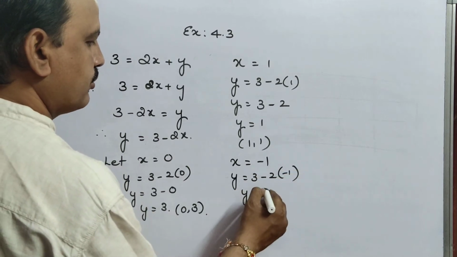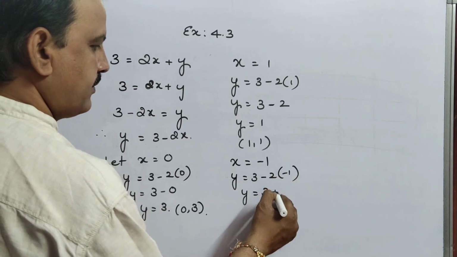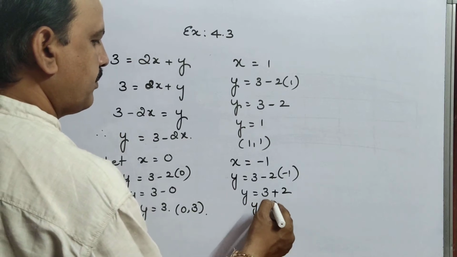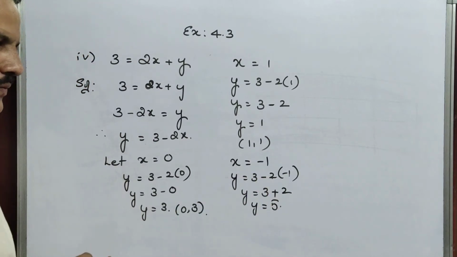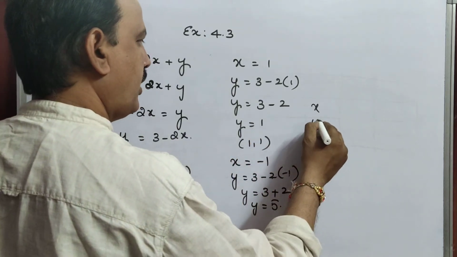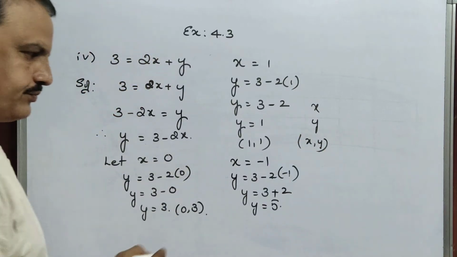So y equals 3 minus into minus, that is plus. So 2 ones are 2. So y equals 3 plus 2, which is 5. Okay, 3 plus 2 is 5. That means x, y, x comma y. This tabular form is compulsory, children.